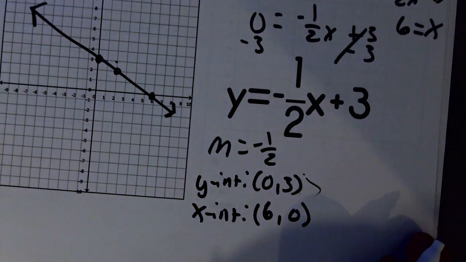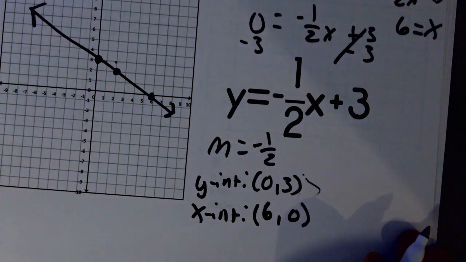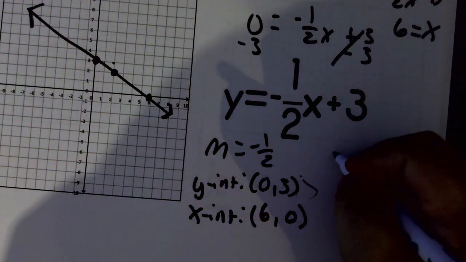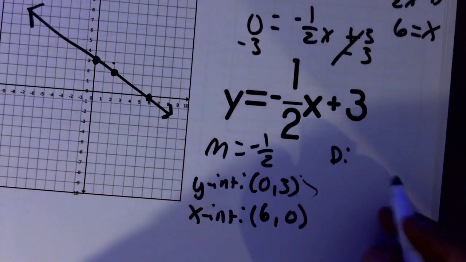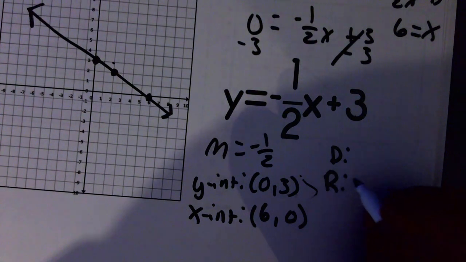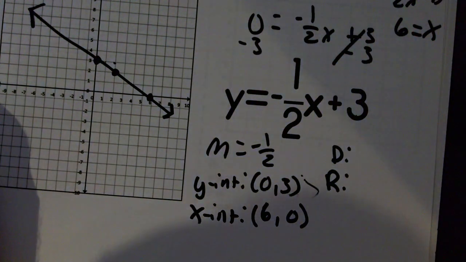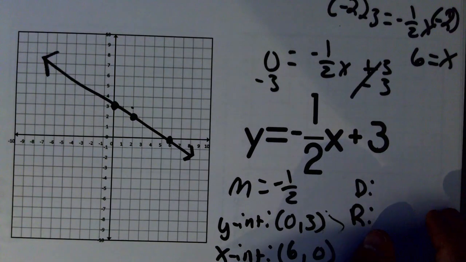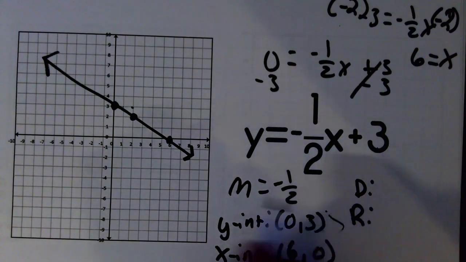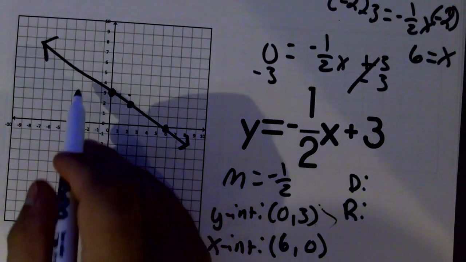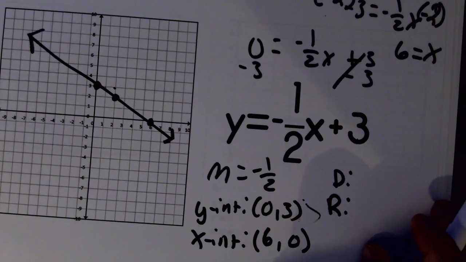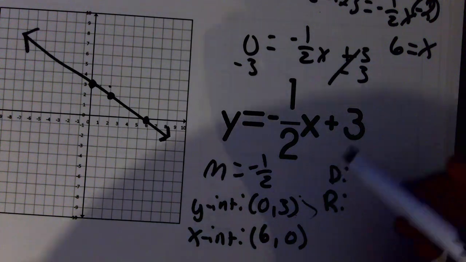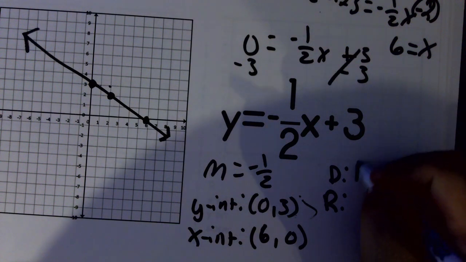Okay, so that's how we find the x and the y-intercept. But now our last thing that we need to find is the domain and the range. And for lines that aren't constrained, this is very easy to find. So the domain for a linear function is always going to be all real numbers. It's going to the left and the right forever. The domain means what are your x values. So I'm going to write all real numbers.